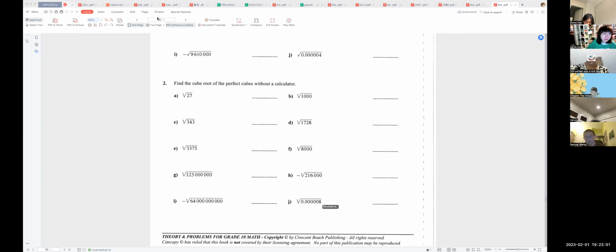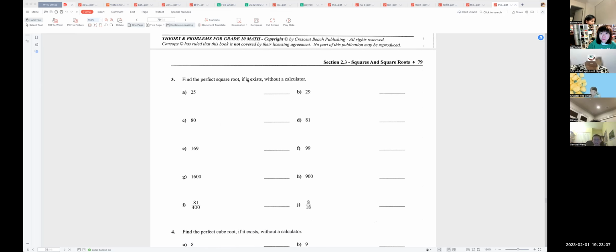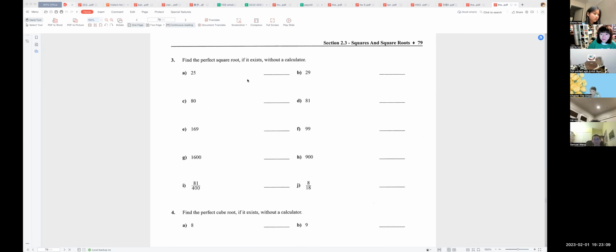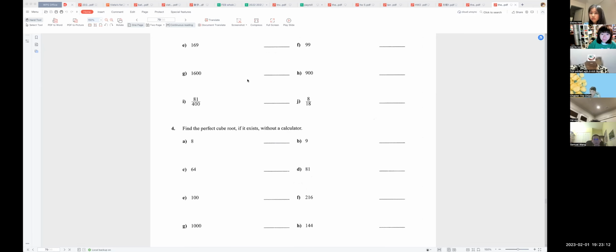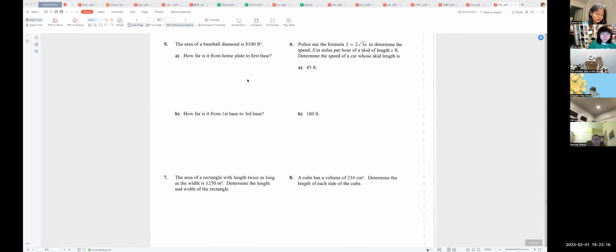Okay, everybody, I hope you're doing very good. Samuel says I typed it wrong again, no problem. Okay, so find the perfect square roots if they exist without the calculator. Do this one at home too. Find the perfect cube, these are all homework. Okay, so now let's take a look at word problems, which you hate the most.